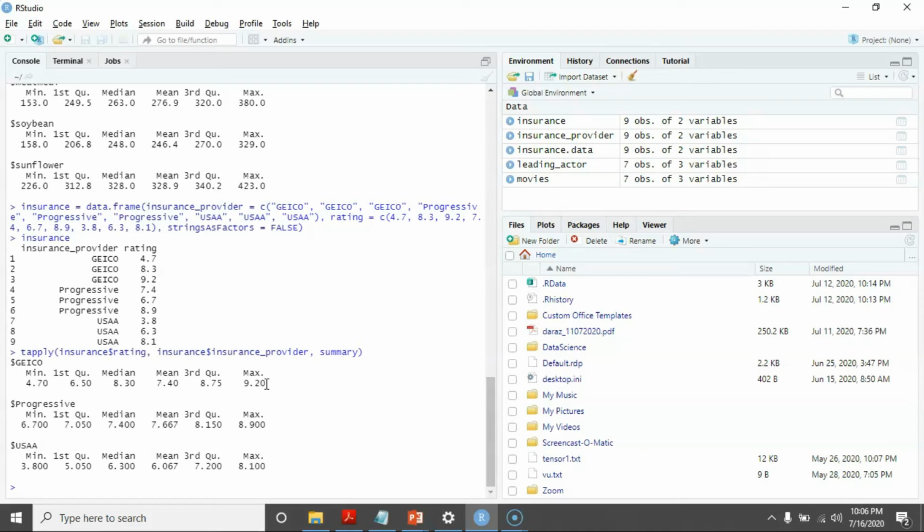Okay, so let's move to another problem, which is actually the last problem of chapter 1. So let's move to the last problem.